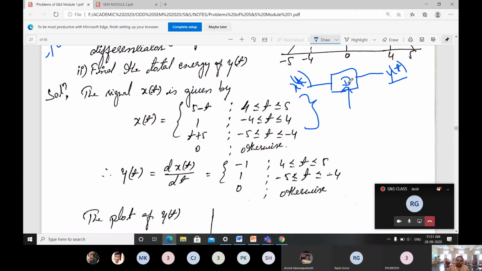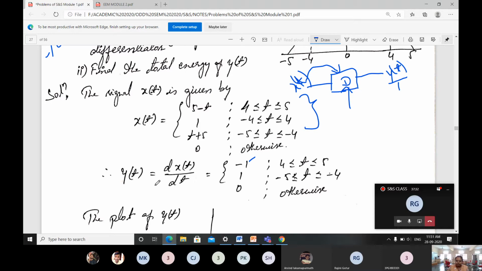Then what do you have to do? This x of t is going to undergo the differentiator. If it is differentiated, I will get a y of t. That's what I wrote here. Y of t is going to be dx of t divided by dt. If I differentiate 5 minus t with respect to t, 5 is a constant, so it will be 0. Minus t differentiating is going to be minus 1. For 4 to 5, after differentiation you will get minus 1.